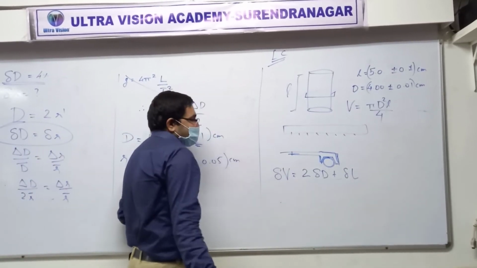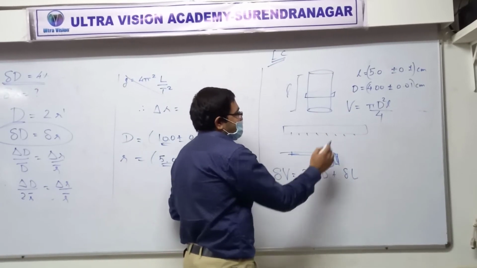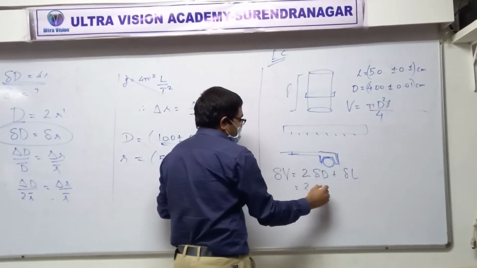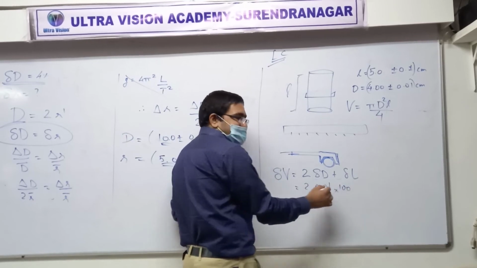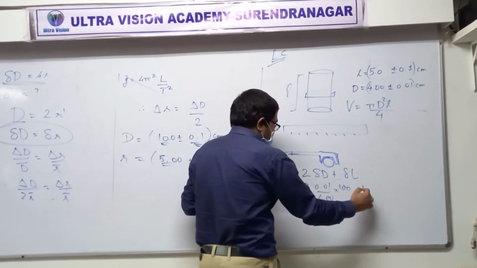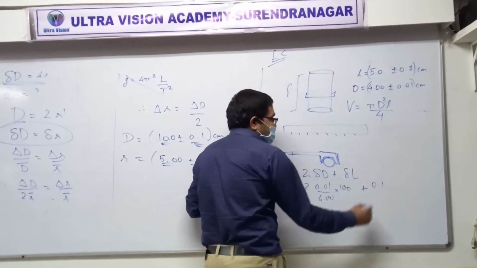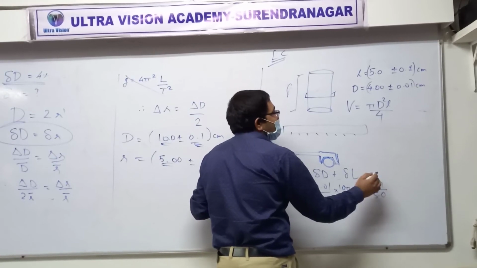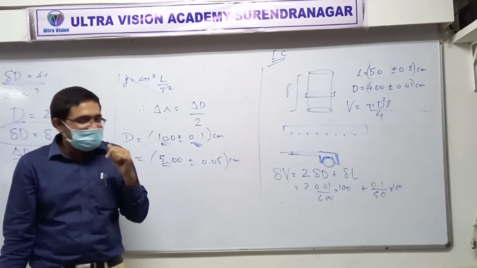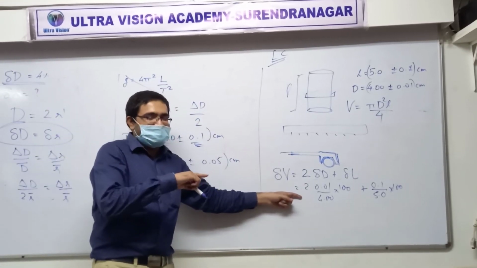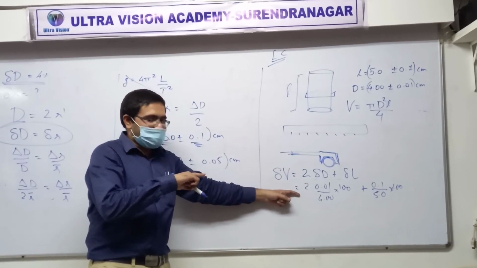Now, time to put all these values. 2 del D. Del D means percentage error in D. So it will be 0.01 upon 4.00 into 100. Clear? Plus, now del L: 0.1 upon 5.0 into 100. Clear or not? Who already did this before I did it on the board? This step. Okay, very good.